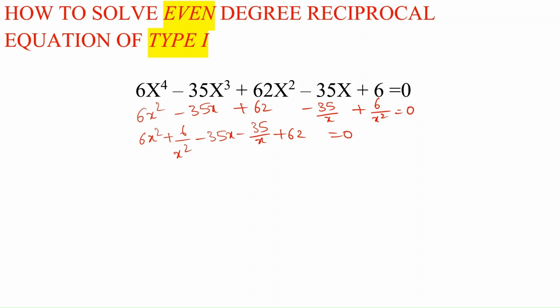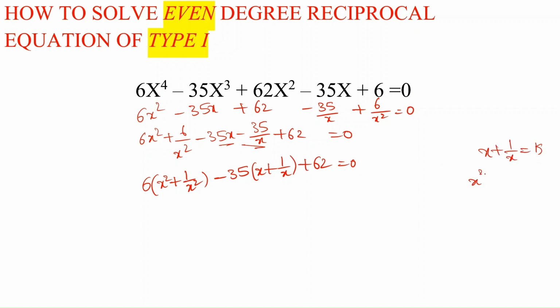When we take 6 as common, it will be 6 of x square plus 1 upon x square minus 35 times x plus 1 by x, plus 62 is equal to 0. Now in place of x plus 1 by x, we will substitute k. On squaring both sides, it becomes x square plus 1 upon x square plus 2 is equal to k square. Take 2 to the other side. This leaves x square plus 1 upon x square is equal to k square minus 2.